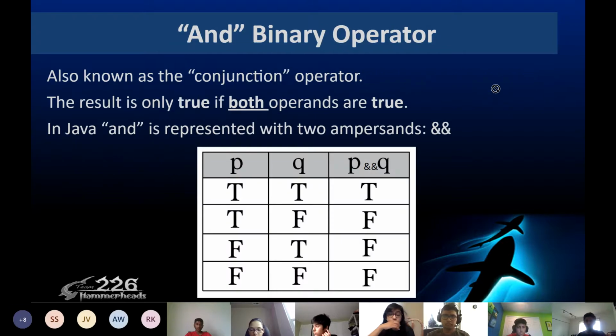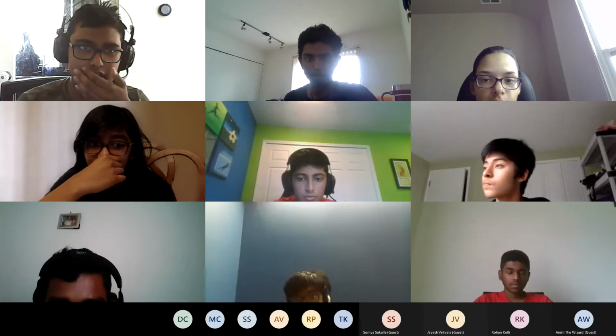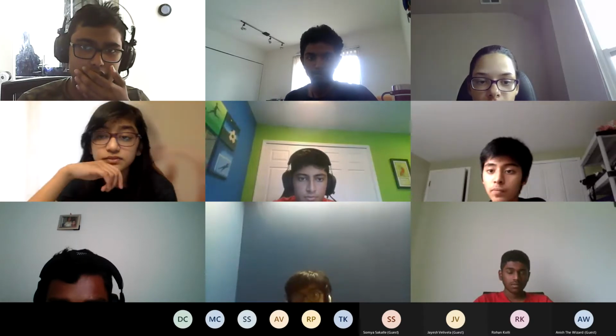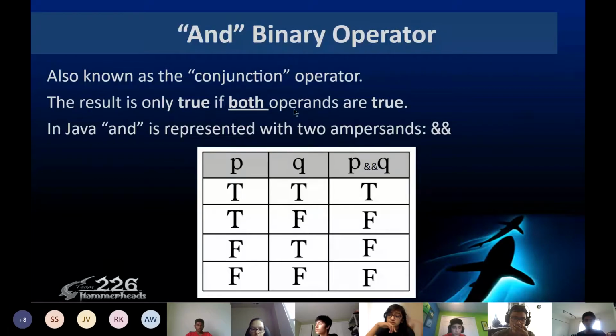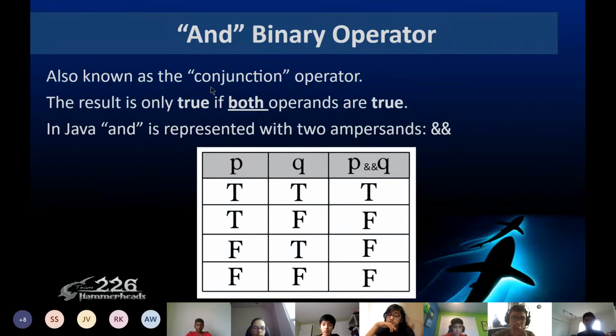First let's talk about the AND operator. Your screen's not shared for some reason. Yeah, sorry. All right, the AND is known as a conjunction operator. The result is true if both operands are true. Basically, we use AND to compare two different conditions. In Java, AND is represented with these two ampersands.